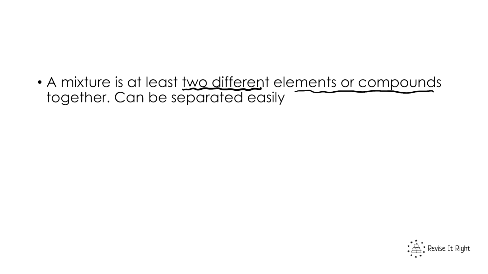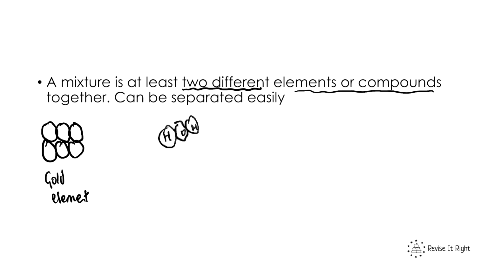Okay, now remember in a previous video that an element was only made up of one type of atom. So if I draw here some gold, and all of these are gold atoms, then that is a gold element. Remember, however, a compound was at least two or more different elements chemically joined. So we looked at water, which is H2O. We can see these are chemically joined and they are different. They're two different types. So this is water and it's a compound. And obviously gold is an element.